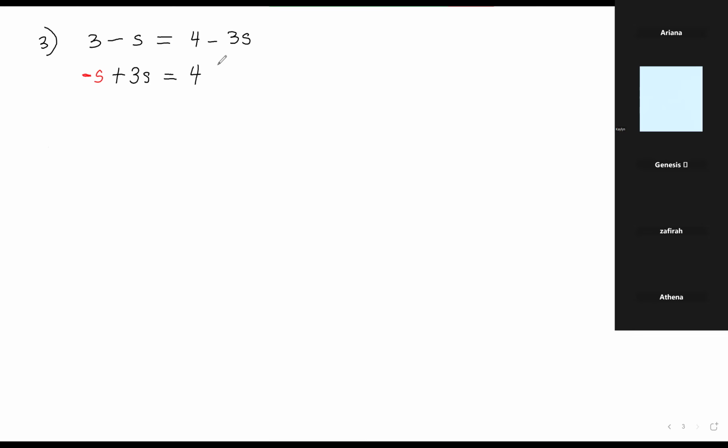All right, and then I'm going to bring down this 4, and I want to move 3 to the other side. What would it become? Plus or minus 3? Minus 3. That's right. So then minus S plus 3S will be what? That's like saying minus 1 plus 3. What is minus 1 plus 3? 2. So this will be 2S is equal to 4 take away 3, which is 1. Good. So if 2S is equal to 1, then S is equal to 1 divided by 2, which is a half.